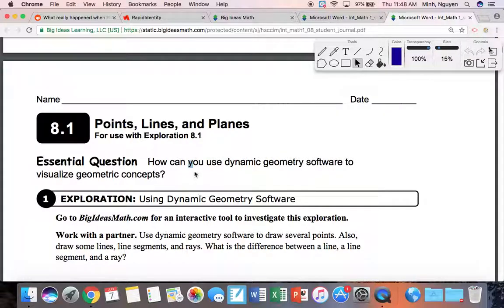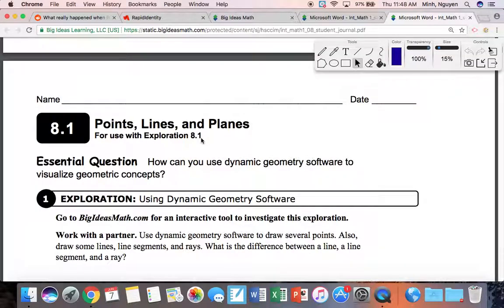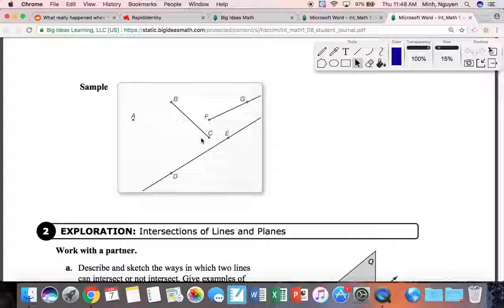Guys, welcome to Chapter 8 of your student journal. What chapter is this? Basics of Geometry. Okay, so Basics of Geometry. We're starting off with points, lines, and planes on page 216 of your student journal.